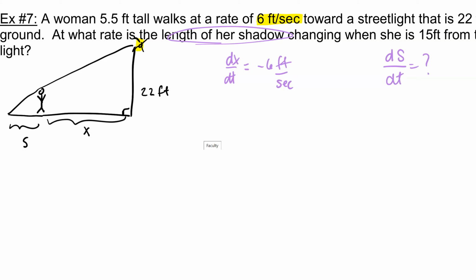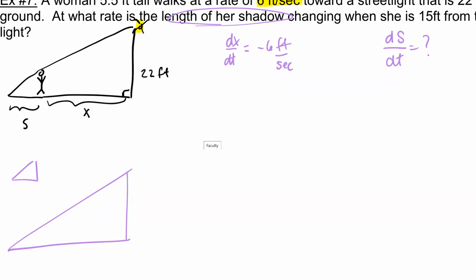So I'm going to draw the two triangles. Here's the small one, and then we have the big one. What is the length right here of the small triangle? S. What is the height of the small triangle? 5.5, exactly. It's her height.